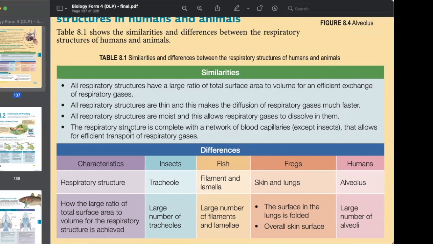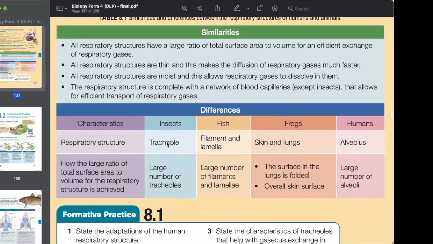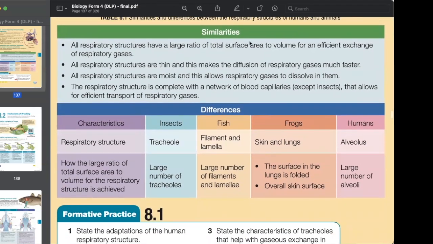All respiratory structure is complex with networks of blood capillary except insect. Maksudnya semua ni dia melibatkan networks of blood capillary kecuali insect. Okay, that allow the efficient transport of respiratory gas. Okay, yang ni cikgu rasa boleh faham lah.